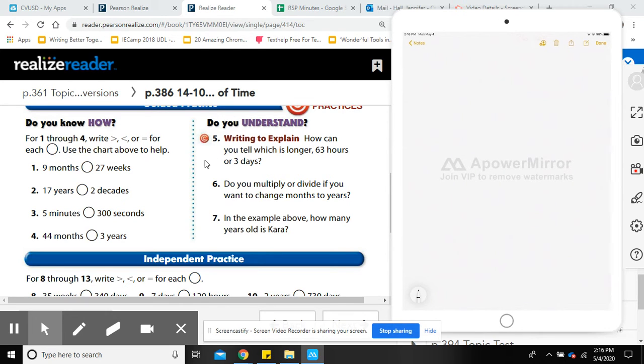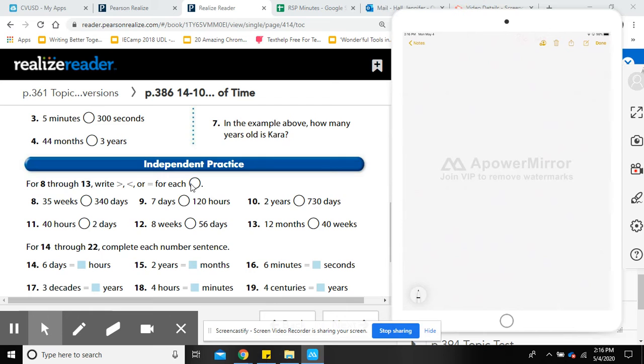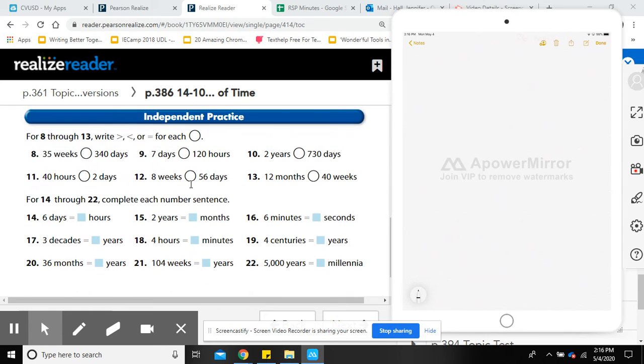Okay, let's scroll down to here. And let's do this. 8 through 13, that can be some good practice if you guys need some extra practice. That's very similar to the ones we were just doing up at the top. I want to go through some of these down here. So let's start with number 14.